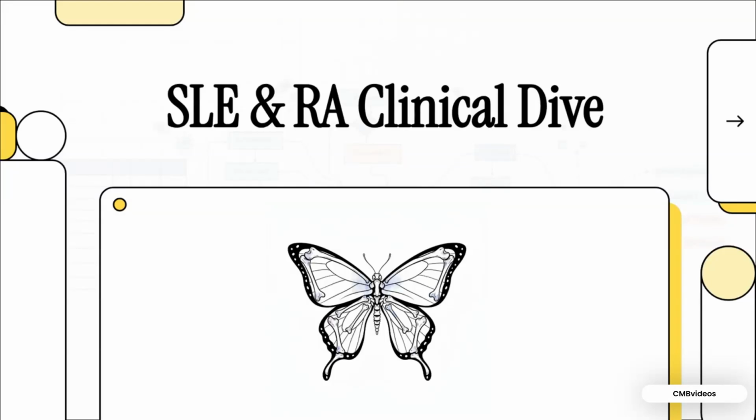Welcome to this explainer. Today we're taking a deep dive into two absolute powerhouses of the autoimmune world, systemic lupus erythematosus and rheumatoid arthritis. Now these are notoriously complex, multi-system conditions, but we're going to break down the clinical data step by step to see exactly how they operate, and more importantly, how modern medicine fights back.